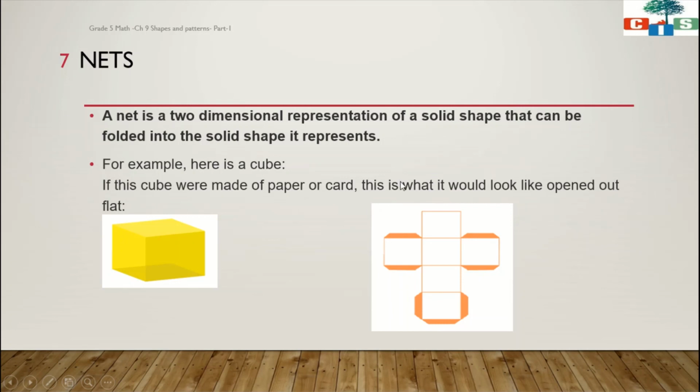So scholars, till then try to complete exercises 9.1 and 9.2, which are related to patterns and symmetry. In our next video we will see more about nets.